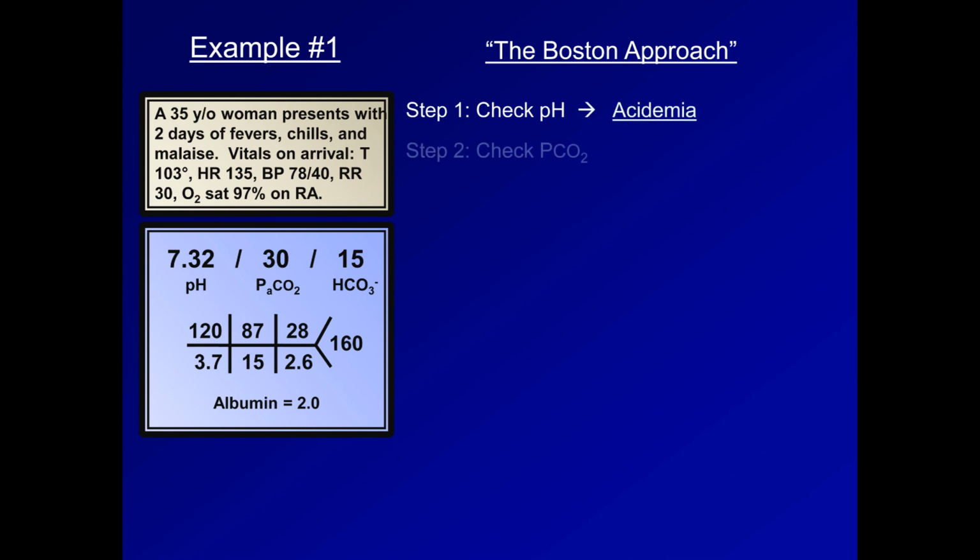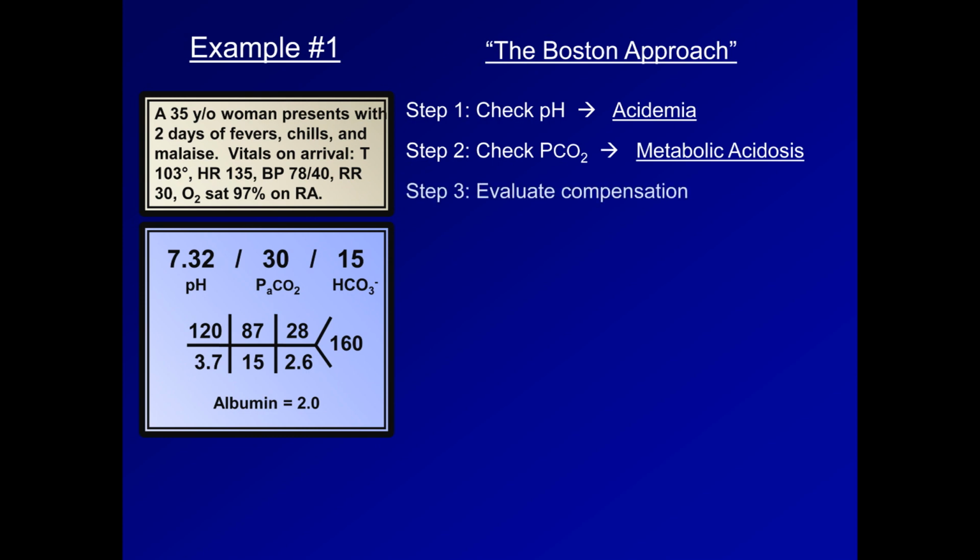How would one use the Boston or traditional approach to analyze this situation? Step 1, check the pH. She's obviously acidemic. Step 2, check the PCO2. Since the PCO2 is low, and that is deranged in the same direction as her pH, the acidemia is caused by a metabolic acidosis. Step 3, evaluate compensation. For a metabolic acidosis, we would use Winter's formula and ask if the PCO2 is approximately equal to 1.5 times bicarb plus 8. In this case, this is true, so therefore compensation is appropriate.